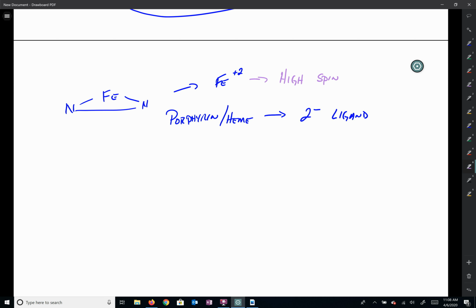Now we're going to have to start to make some assumptions. All right, so what does high spin and low spin mean and all that kind of stuff? Well, here's where we have to go back to our MO diagrams. Okay, let's assume we have an octahedral iron center.